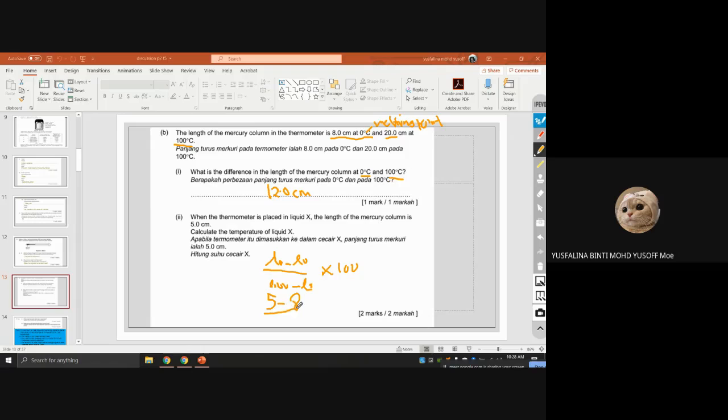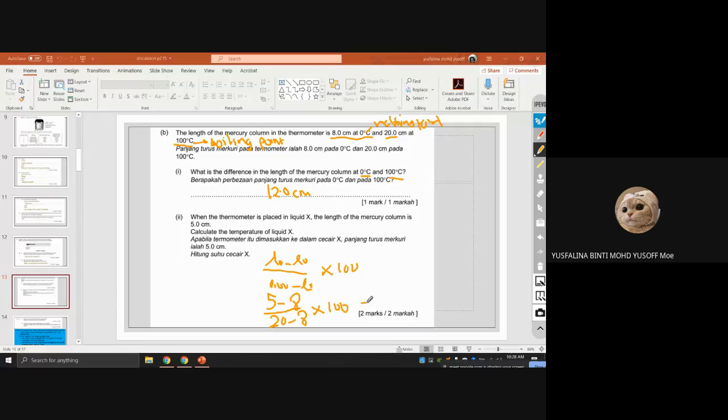And then L100 is the length of mercury when the temperature is 100 degrees Celsius, or at the boiling point. Sometimes they don't put 100 degrees Celsius, they just put boiling point. So the boiling point for water is 100 degrees Celsius, right? So this one you have to know. So L100 is 20. L0 we already know is 8. And then just times by 100.